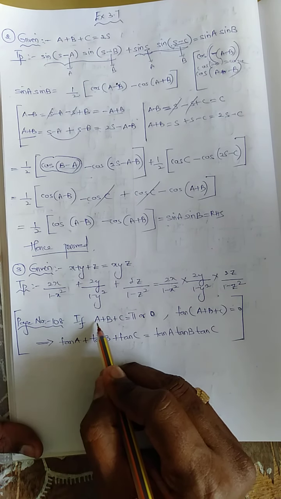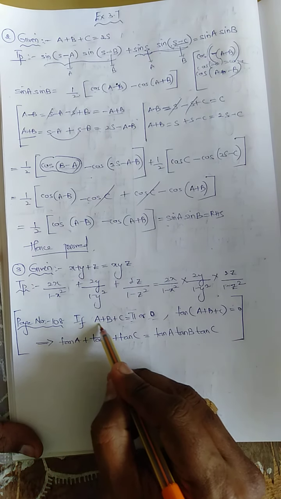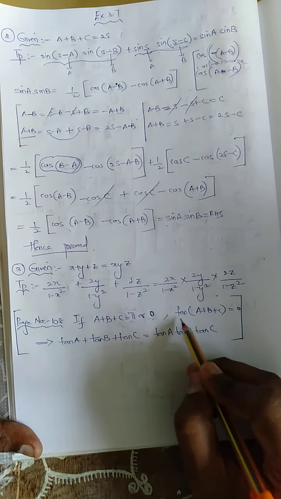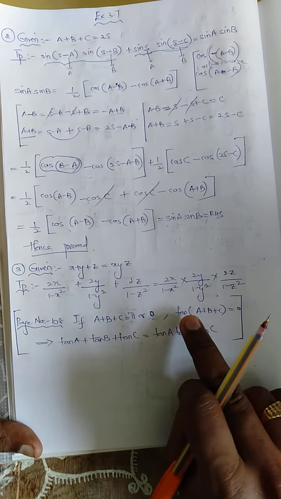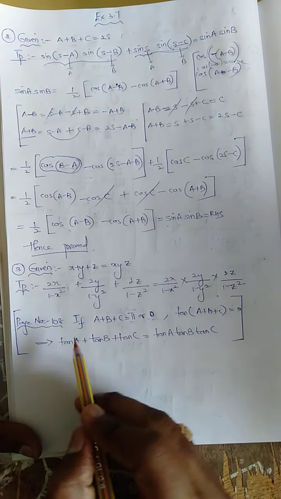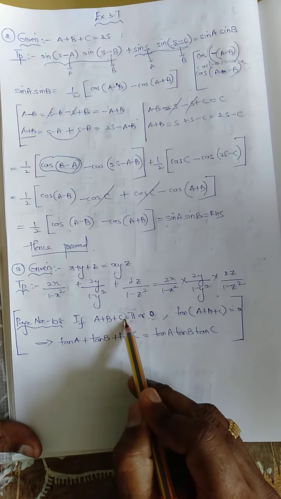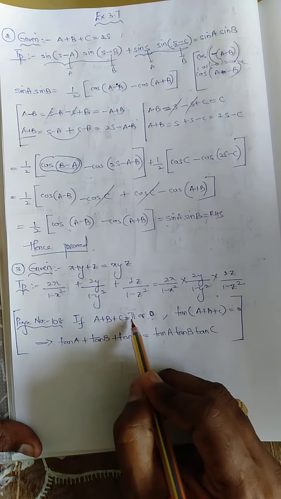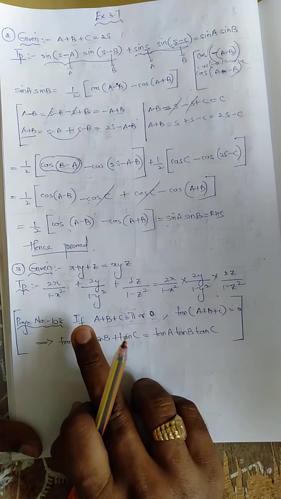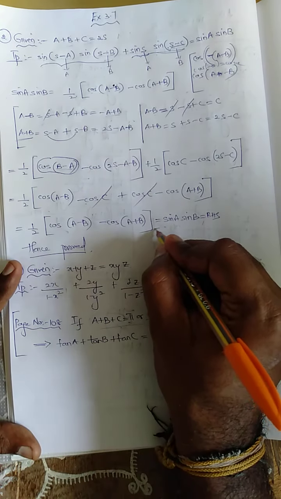What is the note here? If a plus b plus c is equal to 0 or pi, you can take 0 or pi, if you add these three angles a, b, c and get pi or 0, then tan of a plus b plus c equals 0, which implies tan a plus tan b plus tan c is equal to tan a tan b tan c. Because taking tan on both sides, tan of a plus b plus c is equal to tan pi. Tan pi is 0.